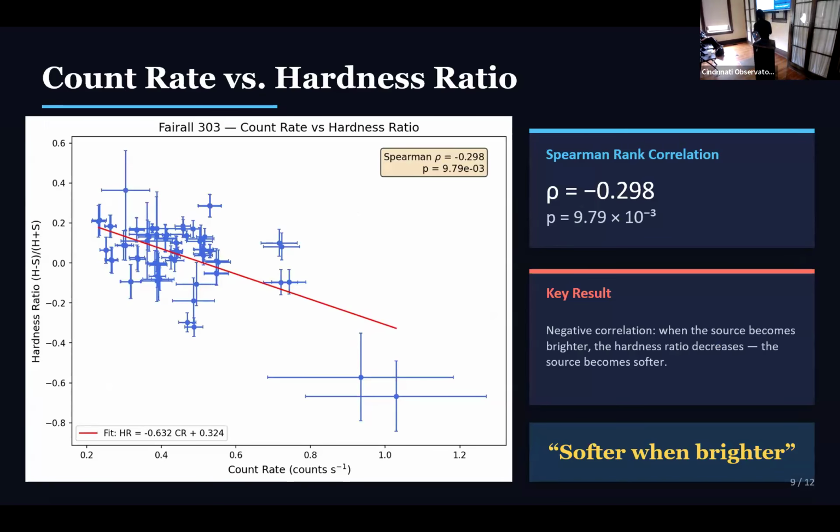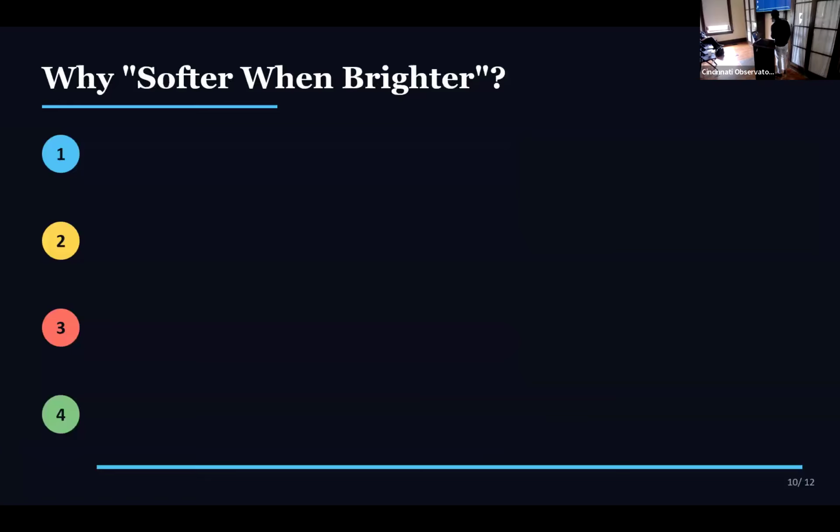And we know that specifically because of this anti-correlation I was telling you about. As the count rate increases, the hardness ratio decreases. And this correlation is certified by the Spearman rank correlation right there. So a -1 indicates that the hardness ratio is decreasing while the count rate is going up. And again, key result: negative correlation. When the source becomes brighter, the hardness ratio decreases, and the source becomes softer.